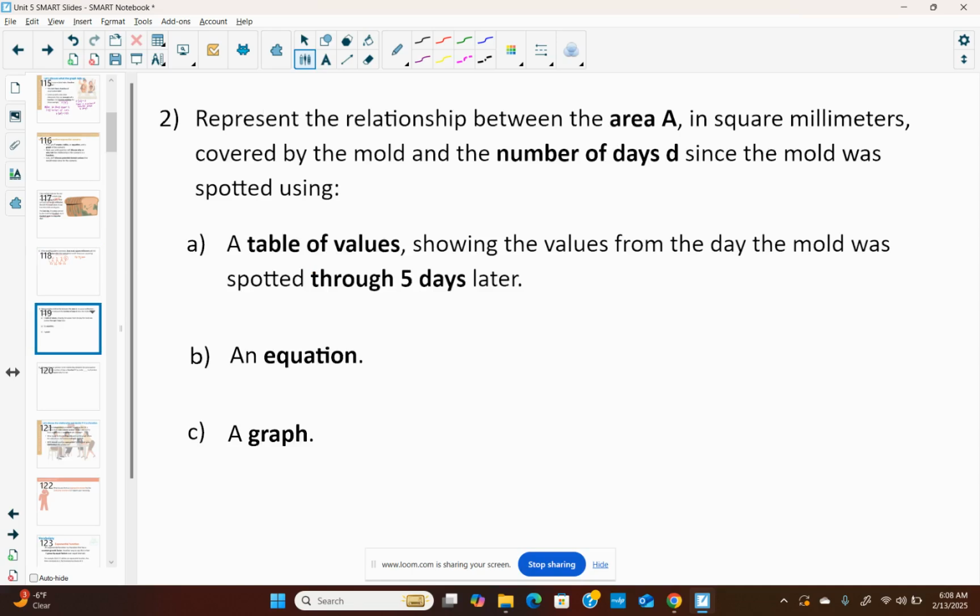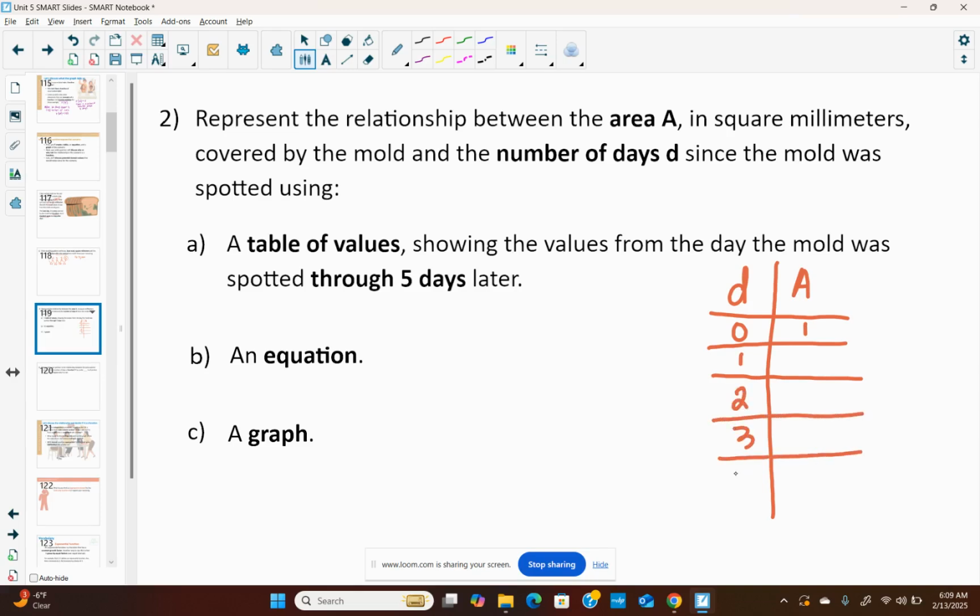So number 2 asks us to represent the relationship between the area in square millimeters covered by the mold after D days. And it wants us to do a table of values, an equation, and then also graph it. So your input is D, like it asked, and then your output is the area of the mold. And so you can just plug in a couple of values here. So the day that she noticed is going to be day 0. That was at 1. Then we already did these after 1 day, 2 day, 3 day, 4 day, and let's just add in maybe a 5th day here.